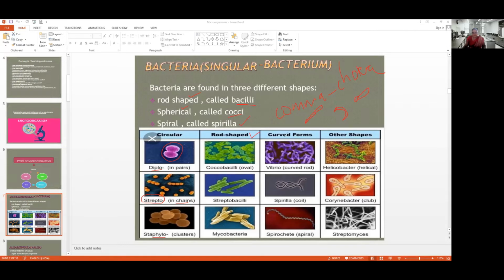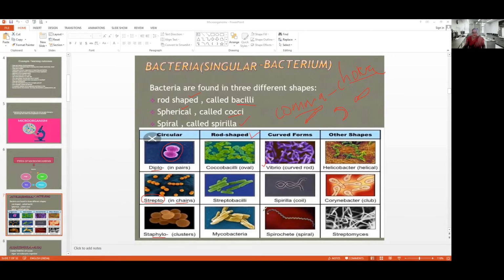Then if it is a curved form, that is called Spirilla. The curved form, I already told you, is the comma shape bacteria, called cholera. The species name is cholera, the genus name is Vibrio. You will be learning about the generic name and species name, that is how to name the organism, or the nomenclature. You will learn that in 9th standard.